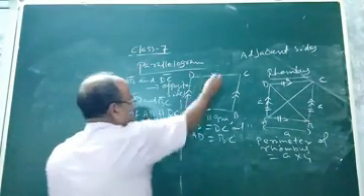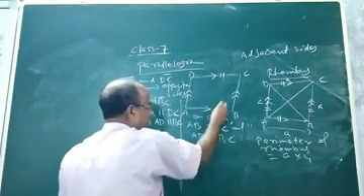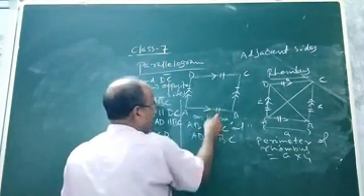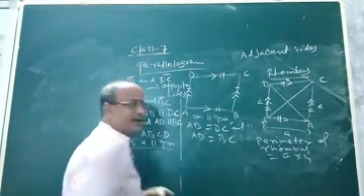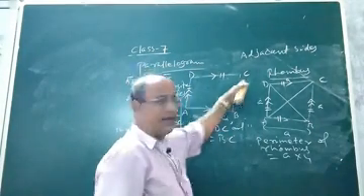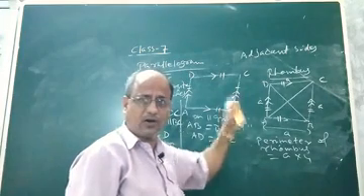In this case, opposite sides are equal as I told you. AB and DC are parallel and AB and DC are also equal. AD and BC are parallel and AD and BC are also equal in a parallelogram.